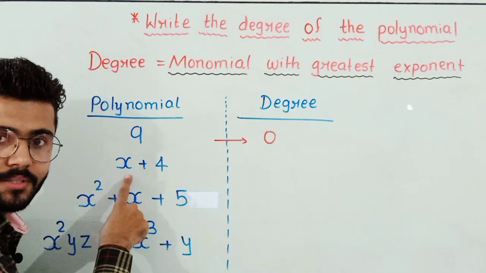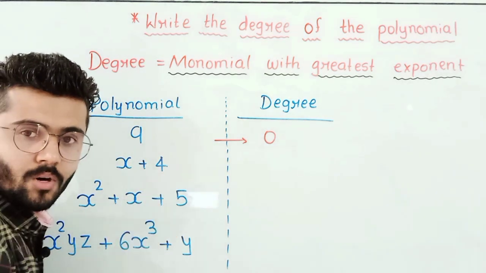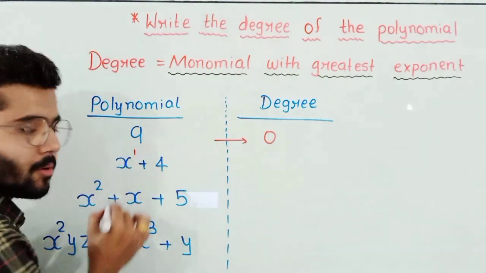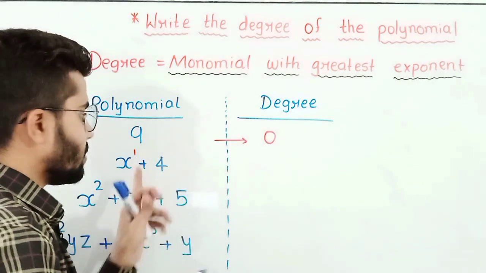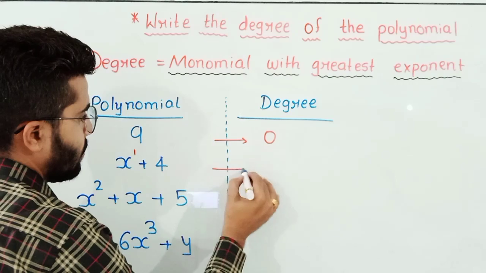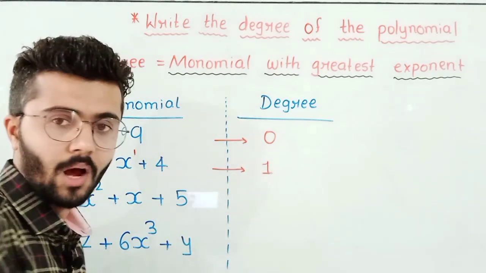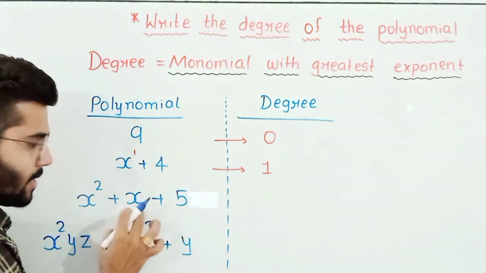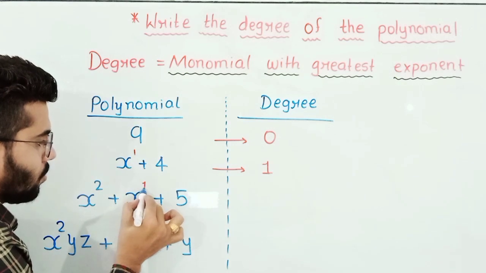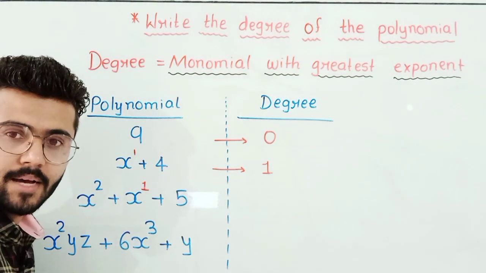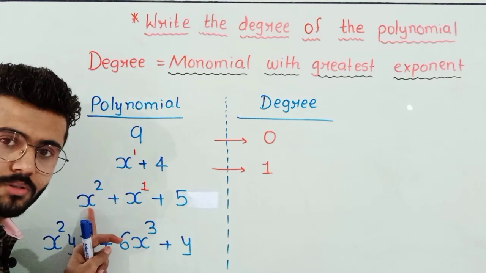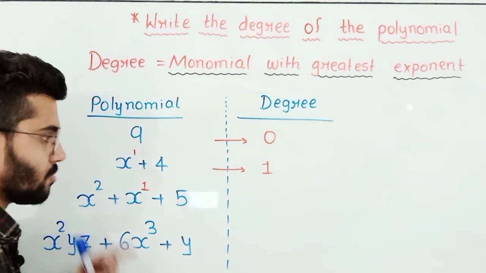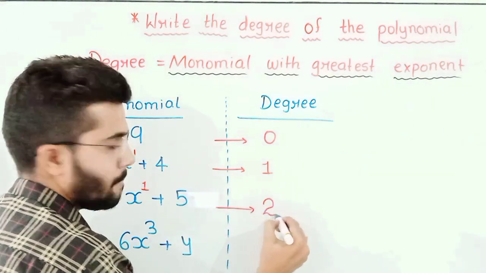Now the second question is x plus 4. How many times is this x? So the power of x will be 1, because x is 1 time. So what is the highest degree of this term? That is 1. Now next, here x square plus x, only x is 1 time, so we can write 1 here plus 5. So which is the highest degree? X square, because it is 2. X is not the highest, so x square means 2 is the highest degree.